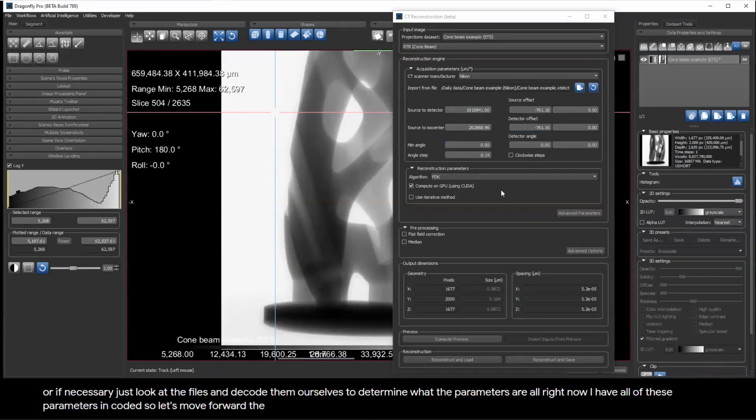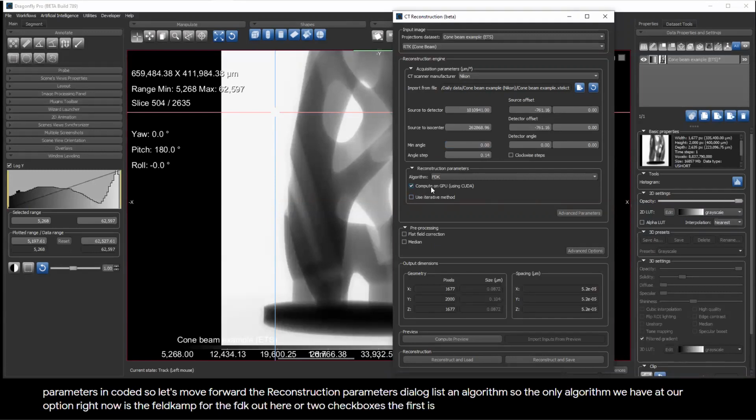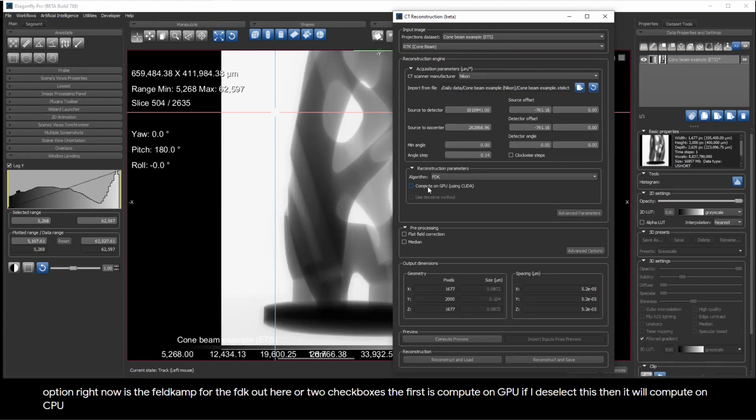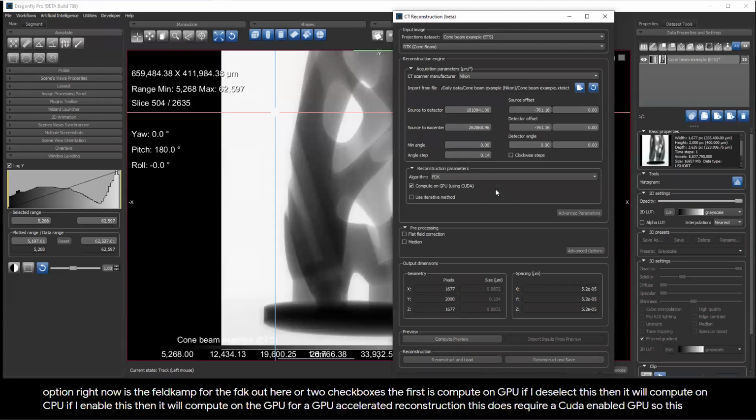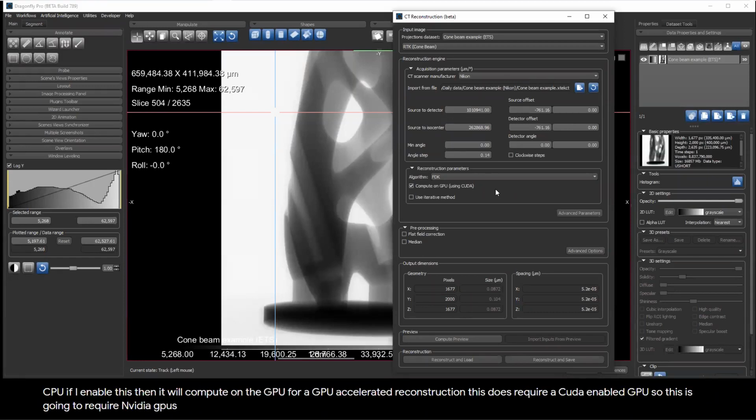The Reconstruction Parameters dialog lists an algorithm, and the only algorithm we have as an option right now is the Feldkamp, or the FDK, algorithm. You do see 2 checkboxes here. The first is compute on GPU. If I deselect this, then it will compute on CPU. If I enable this, then it will compute on the GPU for a GPU accelerated reconstruction. This does require a CUDA enabled GPU, so this is going to require NVIDIA GPUs, not AMD, or what we call ATI GPUs now, and not Intel GPUs.